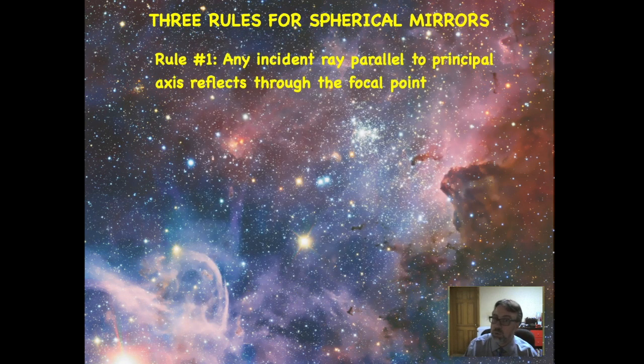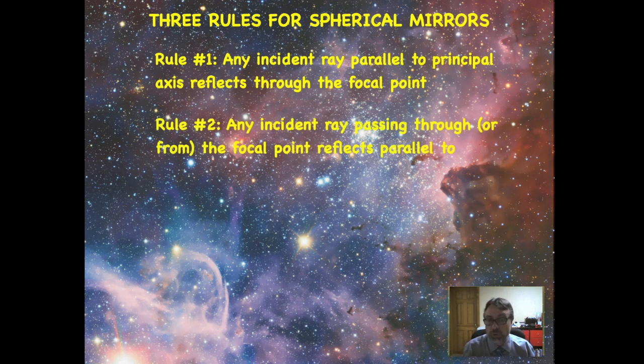So the three rules for a spherical mirror. Rule number 1, any incident ray parallel to the principal axis reflects through the focal point. And remember, the focal point is the midpoint between the center of the sphere and the edge of the mirror. So it's equivalent to half the radius of the sphere.